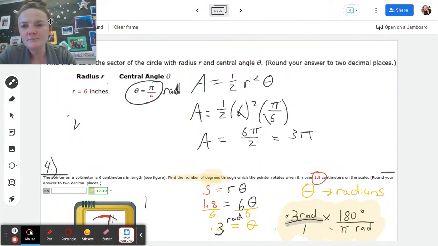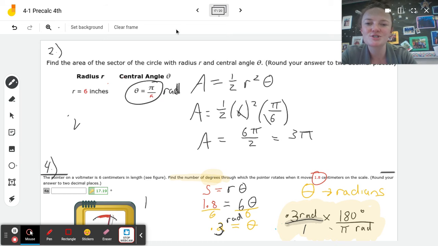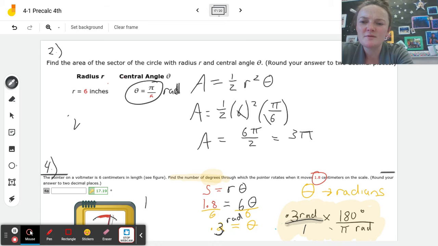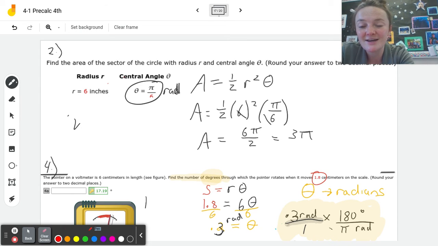All right. So this one here is question number 2. It says, find the area of a sector of a circle with radius r and central angle theta, and then round your answer to 2 decimal places. What's awesome about this question is don't read into it. Basically, the question kind of answers itself. We know that the area of a sector, A, is equal to 1/2 r squared theta. All we need to do is plug in the information.